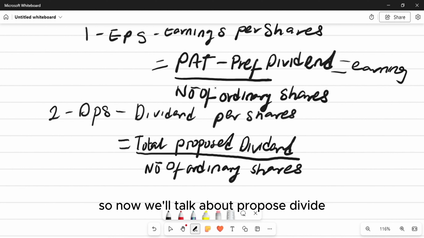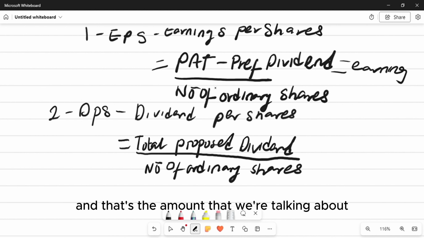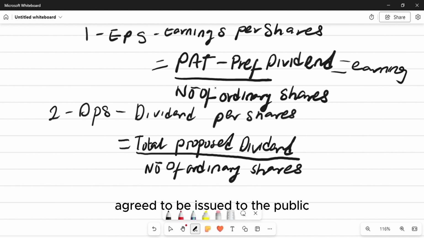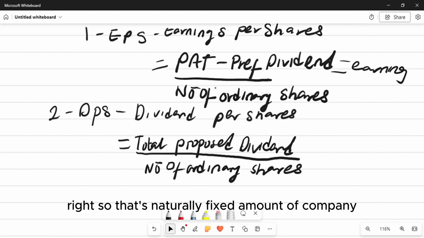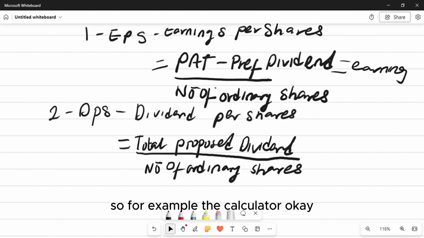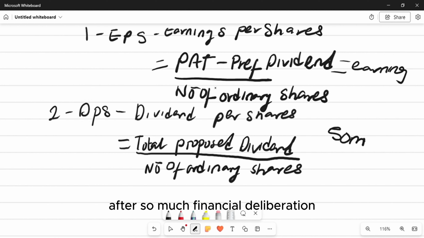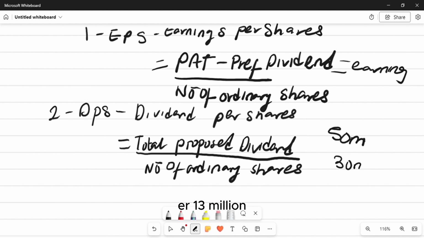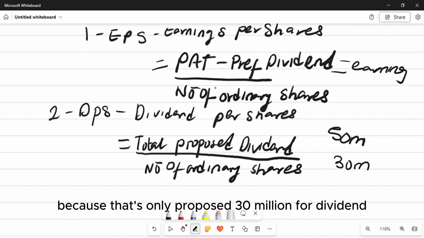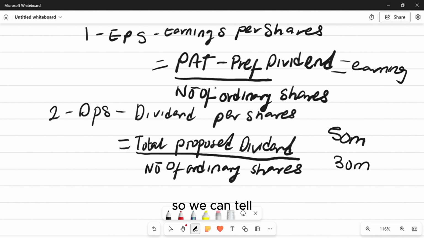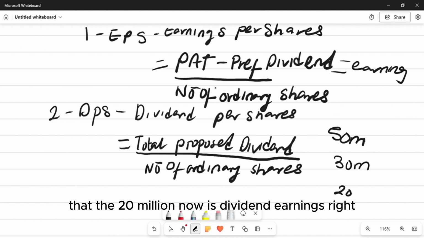Now when we talk about proposed dividend, that's the amount that was actually agreed to be issued to the public, right? So that's usually a fixed amount. For example, if the company calculates that for a particular year they made 50 million in earnings, after so much financial deliberation they can decide to only propose 30 million naira for dividend. So we can tell that the 20 million is the retained earnings, right?